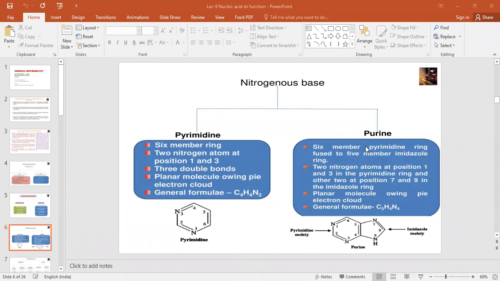So we are seeing here about the purine. Purine is a pyrimidine ring which is fused with the imidazole ring, in which the 2 nitrogen atoms are at the 1st and 3rd positions, same as in the pyrimidine ring, and another 2 are present at the 7th and 9th positions, in the imidazole ring. This is also a planar structure. The general formula is C5H4N.